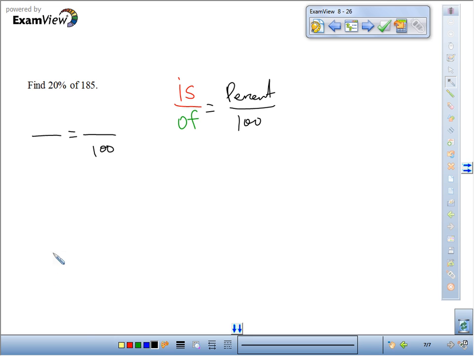So here it goes. It says find 20% of 185. So do they give us a percent? Yeah, it's 20. Where does that go? Okay. And then it says of 185. Where does the of go? On the bottom. So it goes right here. And since we don't have anything else, this one is x.